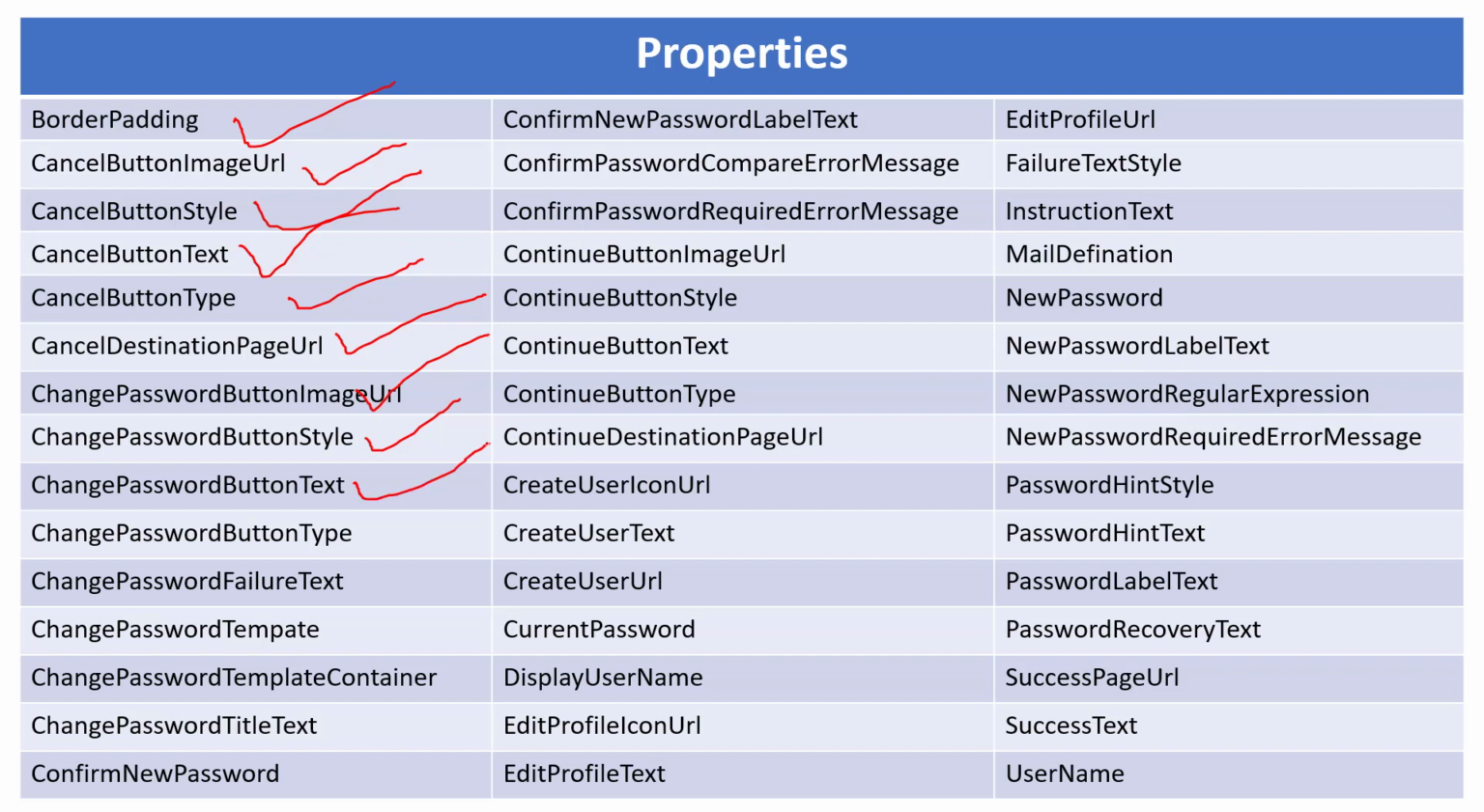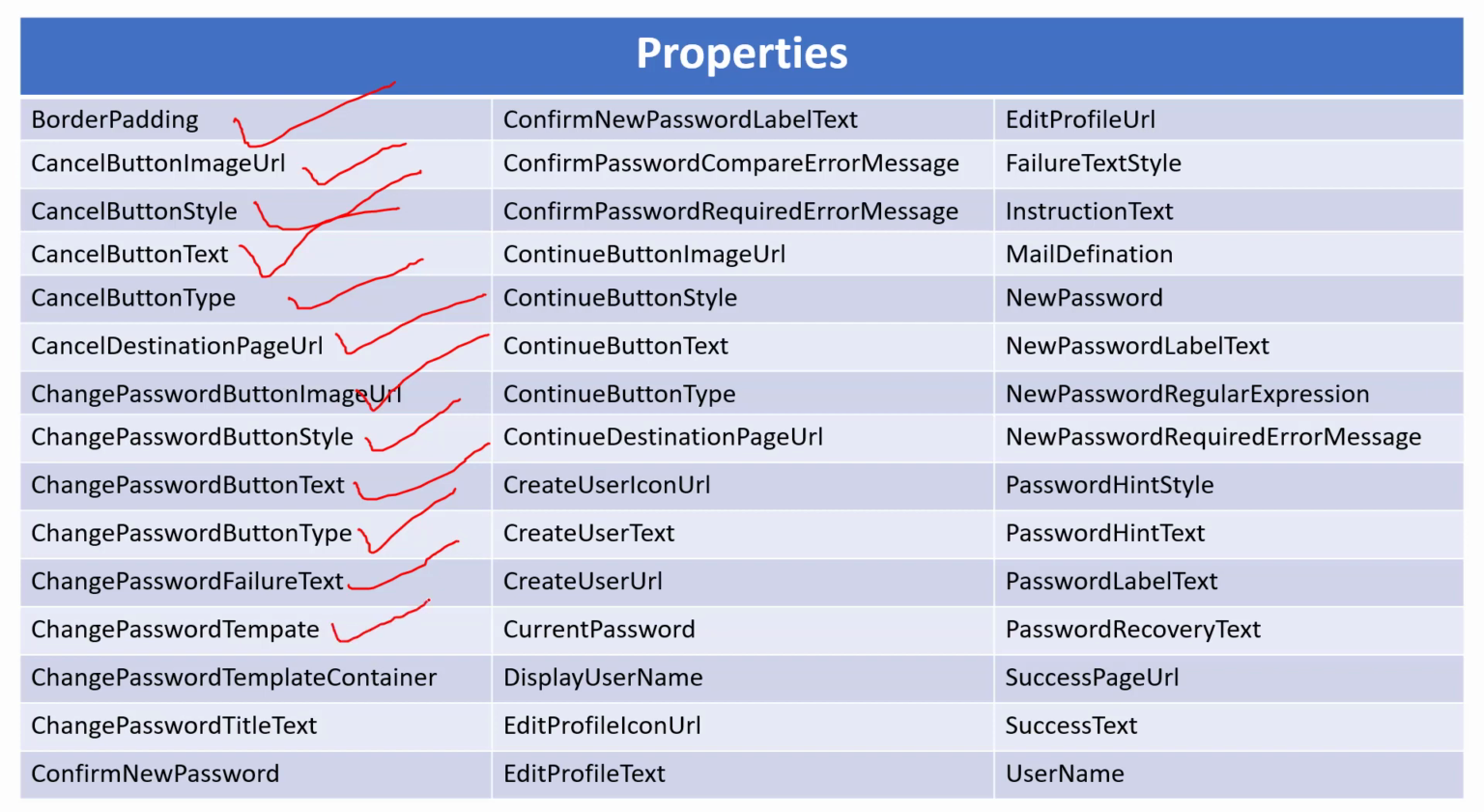Next is ChangePasswordButtonText. It retrieves or specifies the text displayed on the change password button. Next is ChangePasswordButtonType. It is used to set or retrieve the type of the button to use when rendering the change password button. Next is ChangePasswordFailureText. It is used to set or retrieve the message that is shown when the user's password is not changed.